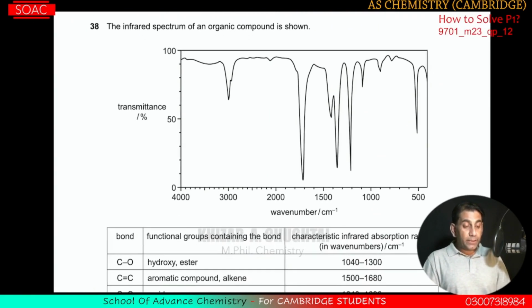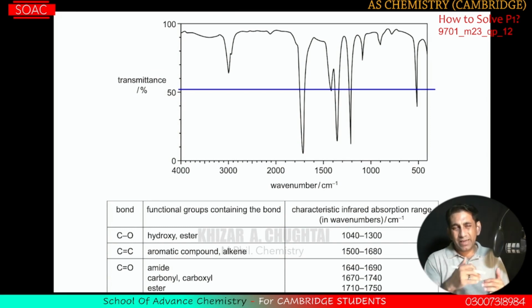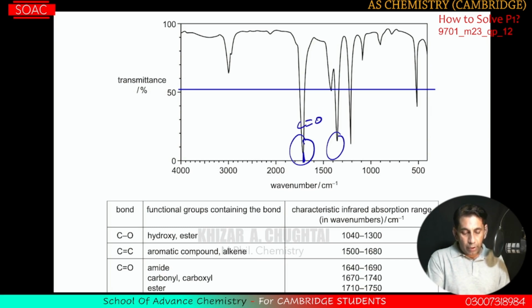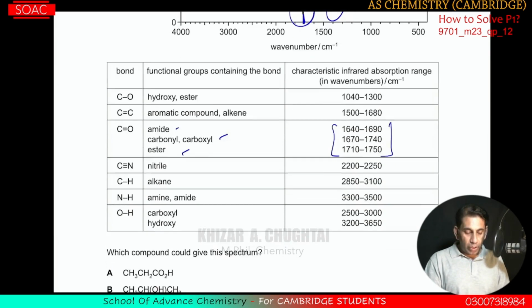Question number 38. The IR spectrum of the organic compound is shown over here. Once again, the basic method: I'm going to cut this graph into 2 portions. Now I'm going to check the basic strong peaks, strong signals. This signal belongs to C=O, it may be an amide, carbonyl, ester and so on. The range is 1700.